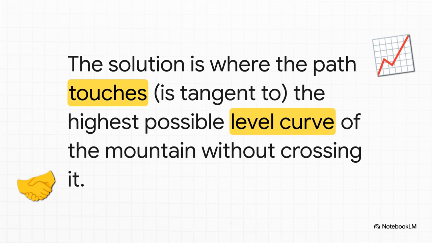And where does that happen? It happens at the exact spot where our path just barely kisses, or is tangent to, the highest possible elevation line, what we call a level curve on that mountain. Any other point on our path would put us on a lower, less optimal level curve.